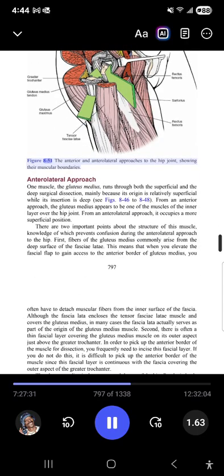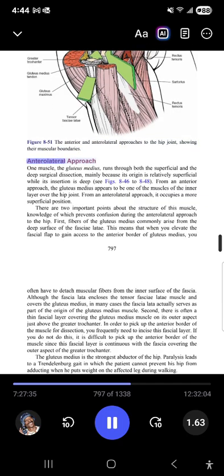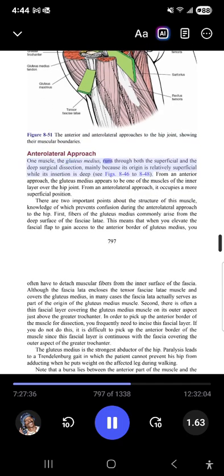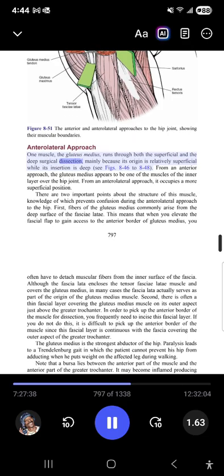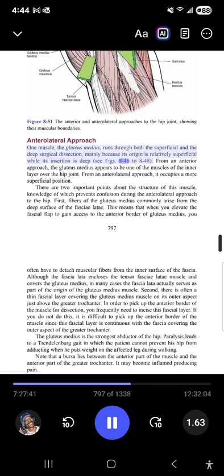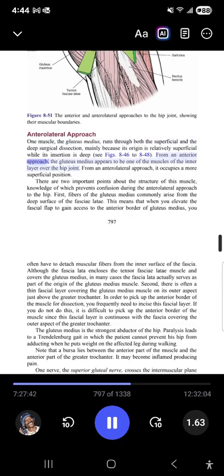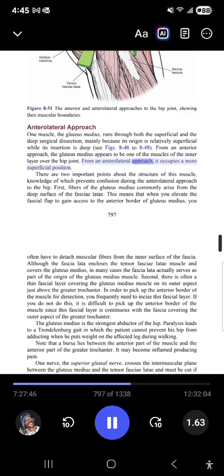The anterior and anterolateral approaches to the hip joint, showing their muscular boundaries. Anterolateral approach. One muscle, the gluteus medius, runs through both the superficial and the deep surgical dissection, mainly because its origin is relatively superficial while its insertion is deep. See figs 8-46 to 8-48. From an anterior approach, the gluteus medius appears to be one of the muscles of the inner layer over the hip joint. From an anterolateral approach, it occupies a more superficial position.